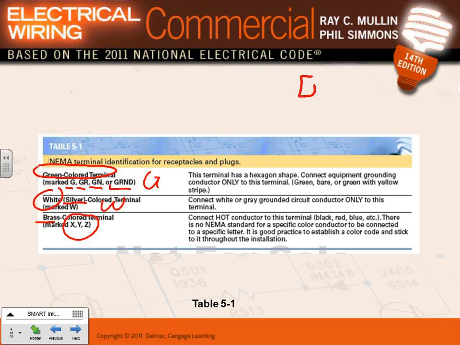So this is what you're looking at, my friends. How do you draw that? Here's my typical receptacle. So that's basically what we're doing. So ground is going to be right here, right?